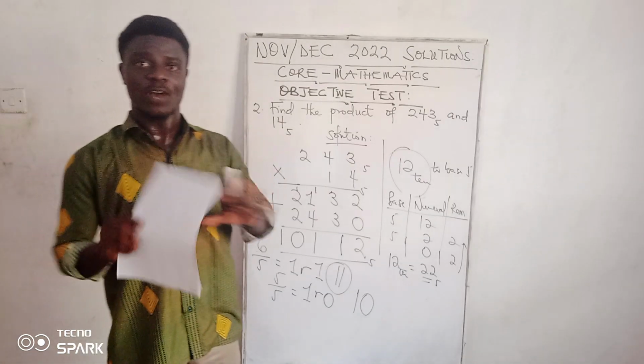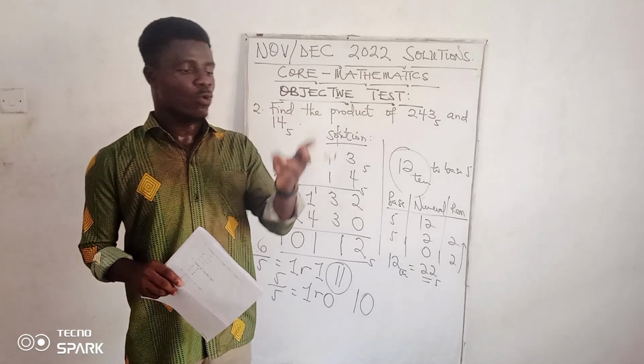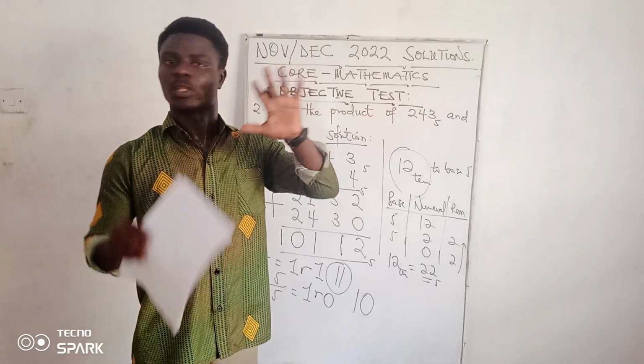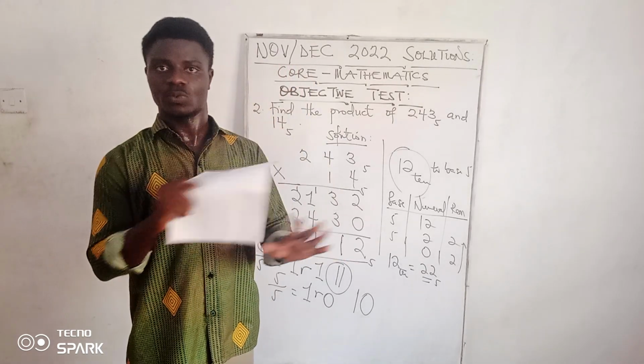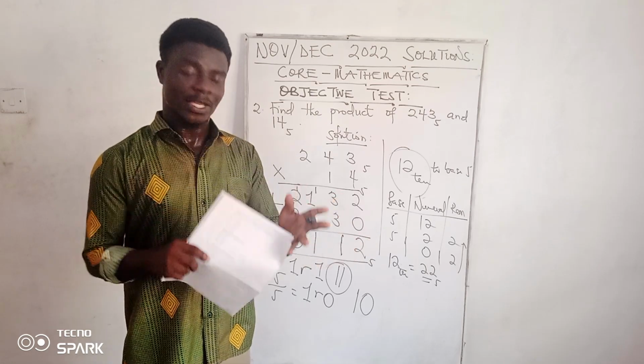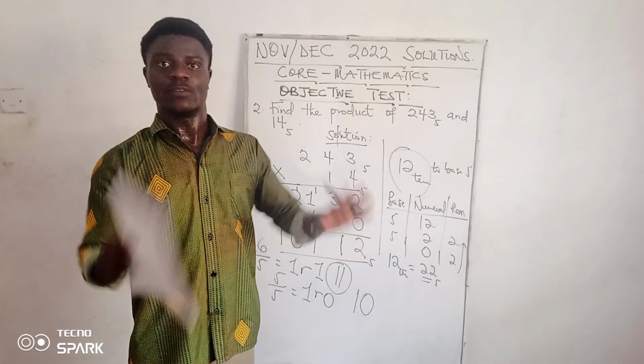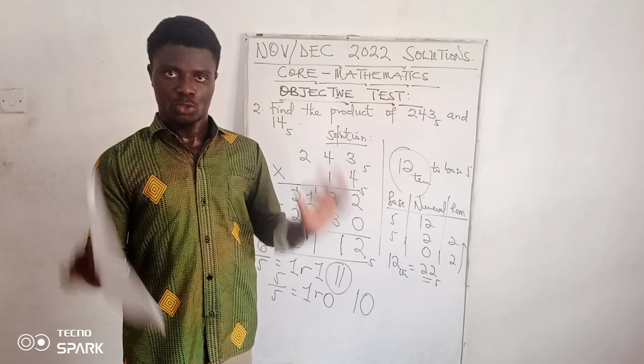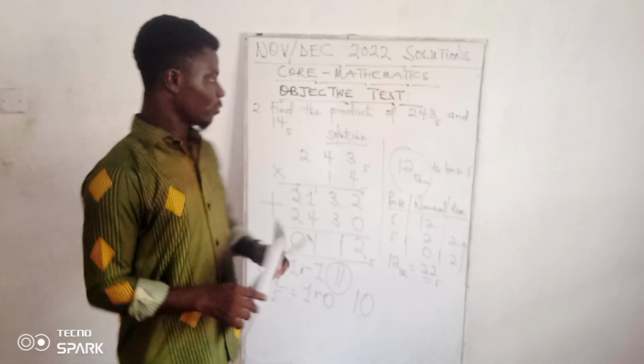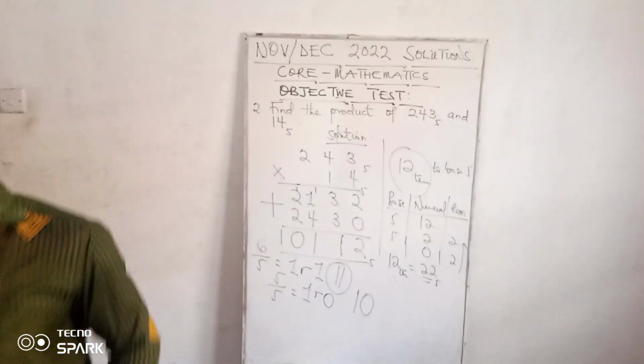Remember that base 5 numerals start from 0, 1, 2, 3, up to 4. There is no 6, there is no 7. Base 5 numerals are 0 to 4. And if you count the numbers, you get 5 numerals inside, right? Alright, so thank you. Watch it carefully.